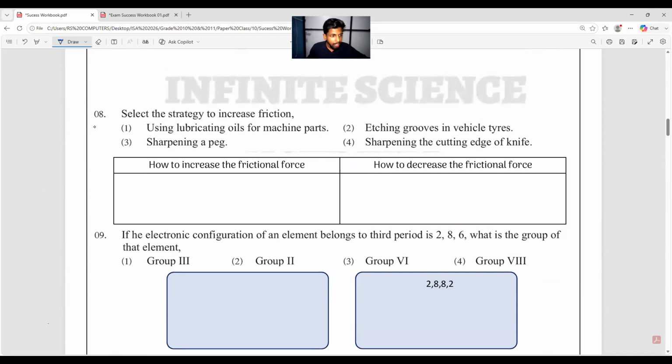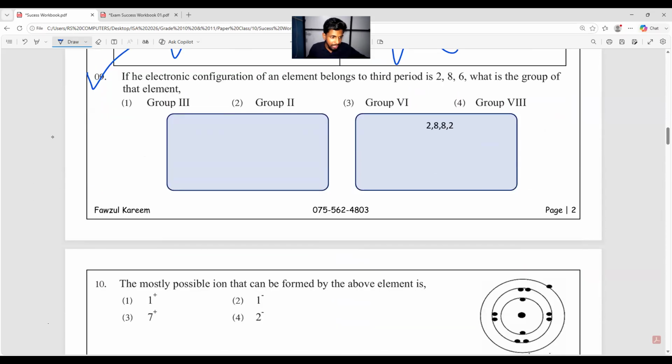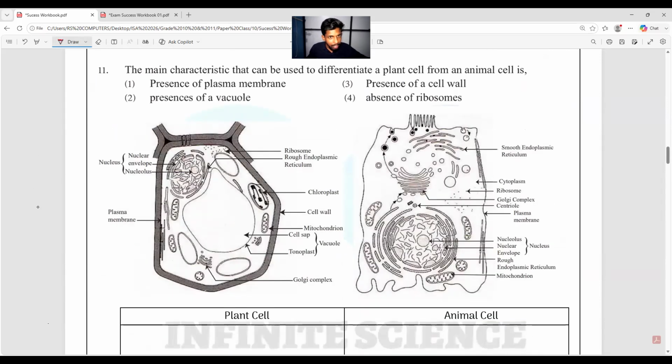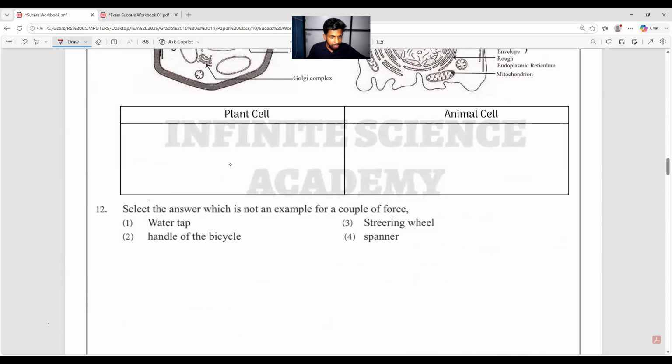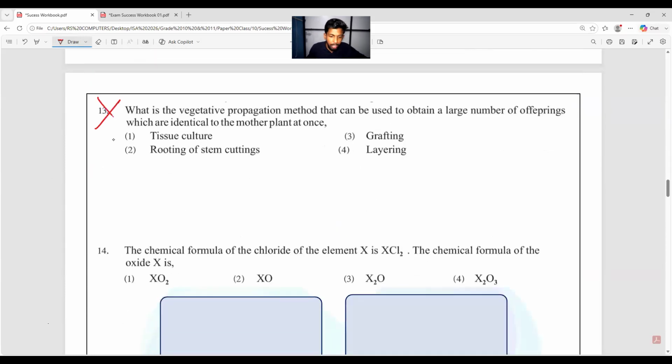Question number 8 regarding the frictional force: how to increase the frictional force, how to decrease the frictional force. Question number 9 regarding the electronic configuration and periodic table. Last class we had discussed. Question number 10 we didn't discuss, so you can put a red color cross mark for question number 10. Question number 11 again regarding the plant cell and the animal cell: features of the plant cell, features of the animal cell. Question number 12 we didn't discuss. Put a cross mark. Okay. And question number 13 again a cross mark.